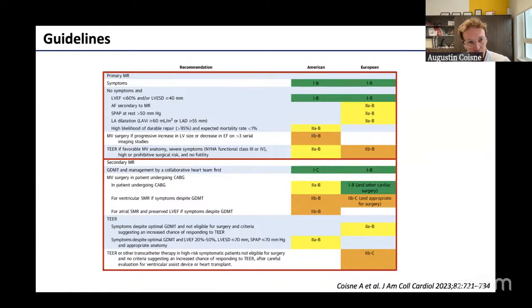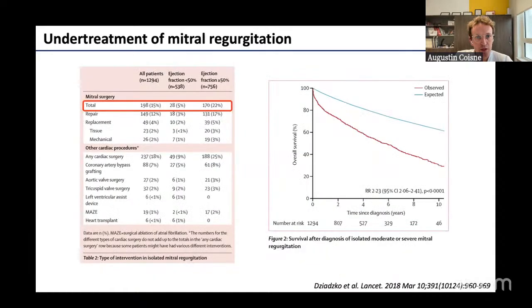For secondary MR, it's more complicated. Of course, we need to treat patients with guideline medical treatment. There is less and less surgery, I think, in this population. There is room for TEER in both American and European guidelines, but in the American guidelines, little place for other transcatheter therapy.